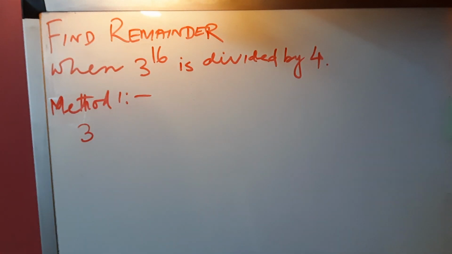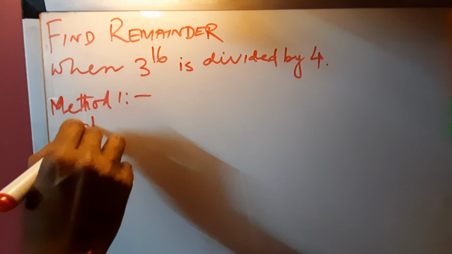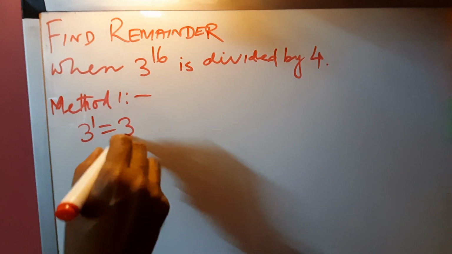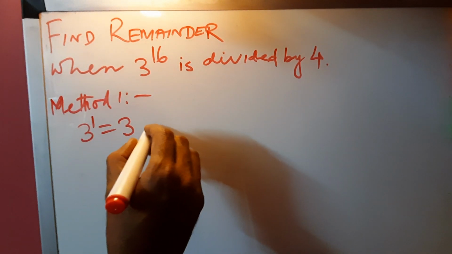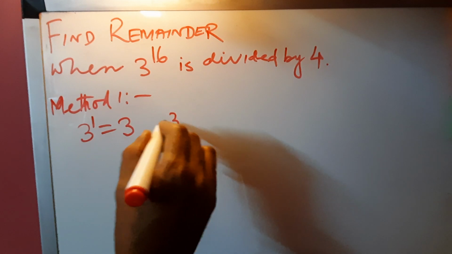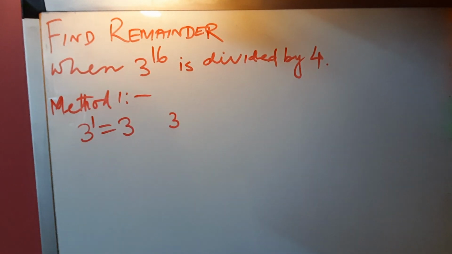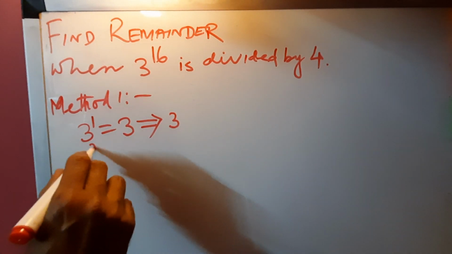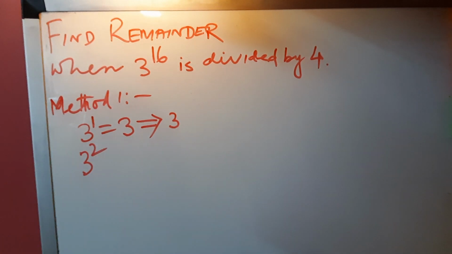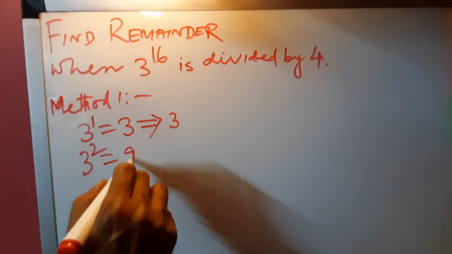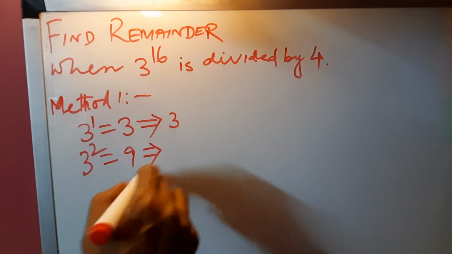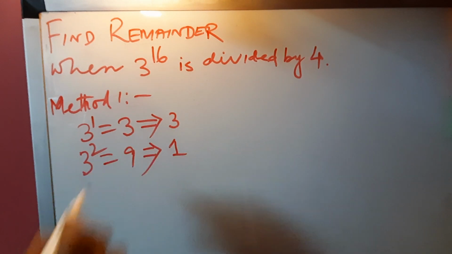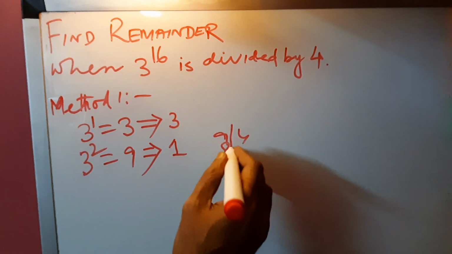If we divide 3 to the power 1 by 4, that means 3 is divided by 4, then the remainder will be 3, because 3 is less than 4. If we divide 3 square by 4, 3 square means 9. If we divide 9 by 4, the remainder will be 1, because 9 divided by 4, 8, this is 1.